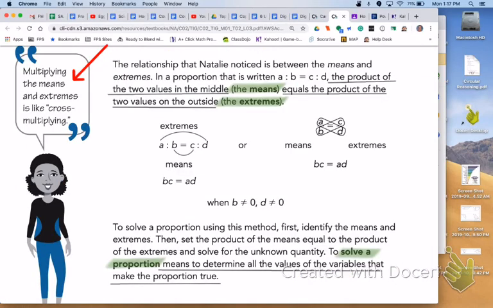The relationship that Natalie noticed is between the means and extremes. In a proportion that is written A to B is equal to C to D, the product of the two values in the middle, the means, equals the product of the two values on the outside, the extremes. To solve a proportion using this method, first identify the means and extremes. Then set the product of the means equal to the product of the extremes and solve for the unknown quantity. To solve a proportion means to determine all the values of the variables that make the proportion true.